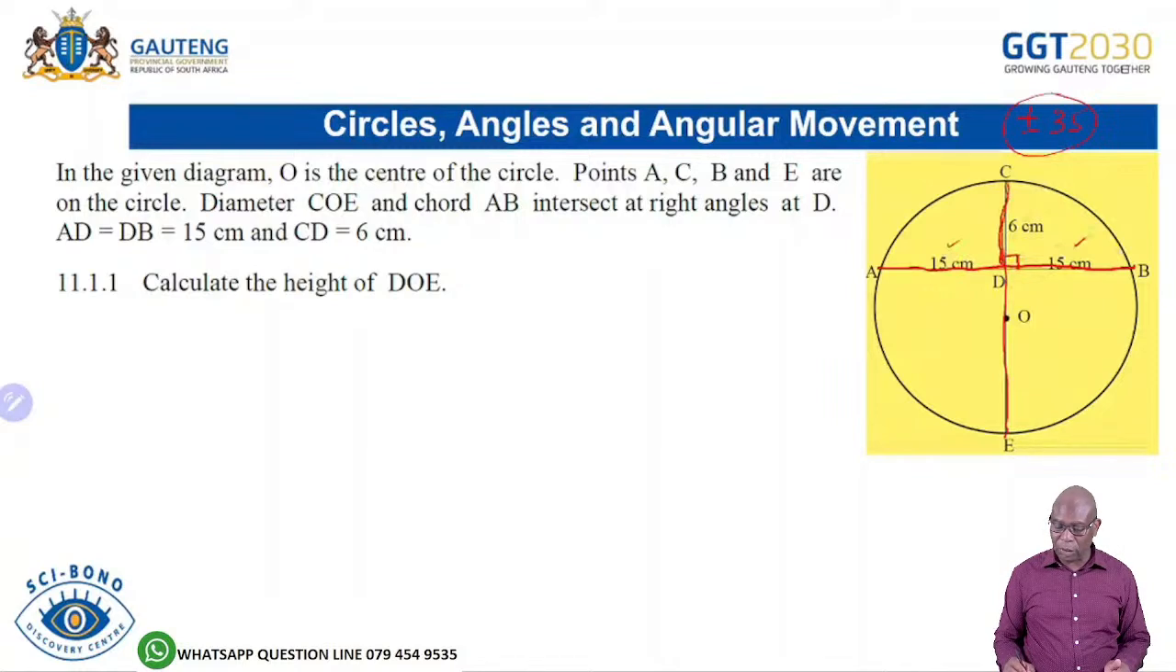Calculate the height of DOE. So I'm looking for this height here. In other words, I'm looking for H in my formula. Remember the formula for the height. We've got one of the sides given there, which is 6. So I'm now going to write down the formula. Remember, you're going to get a mark for the formula, and that formula is on the formula sheet. It's also written there: the length of the chord, the distance for the height, the diameter, all those things are given. Please copy it correctly.